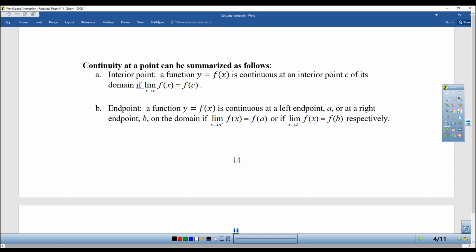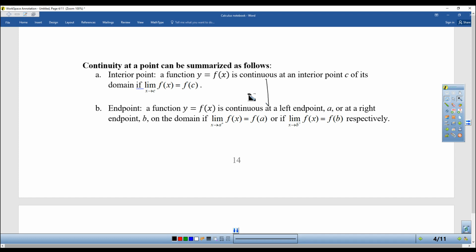Continuity at a point can be summarized as follows. Interior point. A function y equals f of x is continuous at an interior point c of its domain if the limit as x approaches c of f of x is equal to f of c.